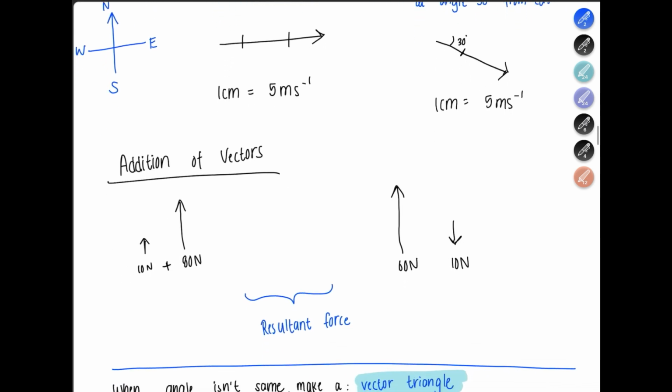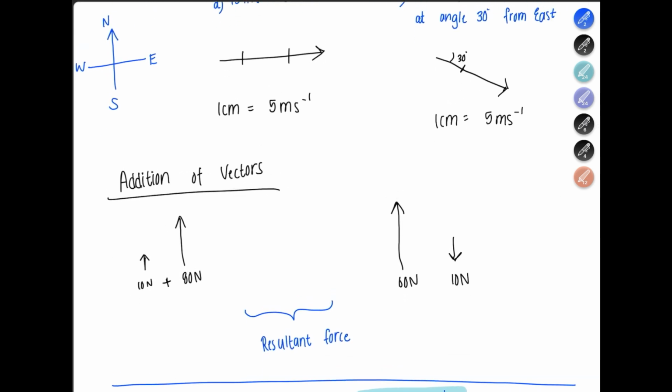Now let's talk about addition of vectors. Can you add vectors? Yes, you can. When you add two vectors, for example two forces, you will get the resultant force. Let's say they're both in the same direction, 10 Newton plus 80 Newton, it would be 90 Newtons. We can add them because they are both vertical. We can also add them even though they're in opposite directions, as they're both on the y-axis. So this is going to be 90 Newton. You have to show with your scale that it is bigger.